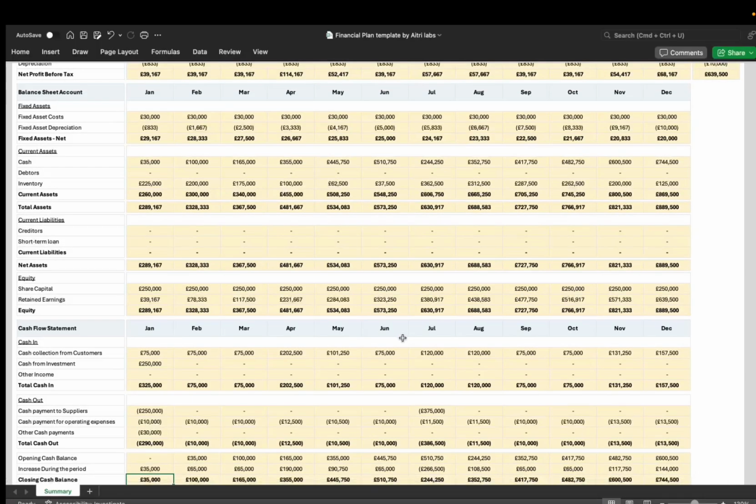Now you've got your full financial plan ready to impress any investor or lender.